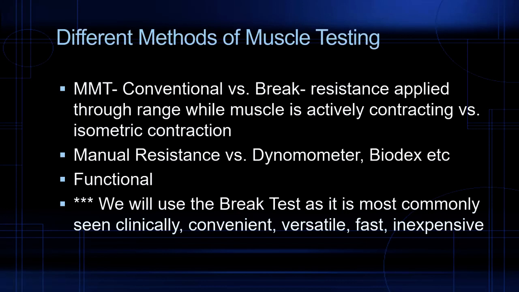That tests functional strength of quads and glutes, and you'll see that documented very often. Or like a step down test where you might see documented patient has significant genu valgum during step down, indicating weakness of what muscles would that be? Likely hip abductors, maybe quads too for patellar stability. And the reason why we use the break test is because it is what you see in the clinic. It's fast, it's convenient, and it doesn't cost anything.